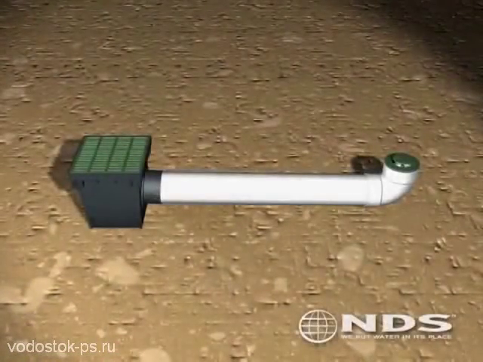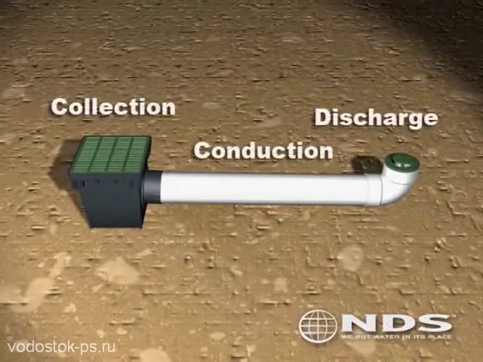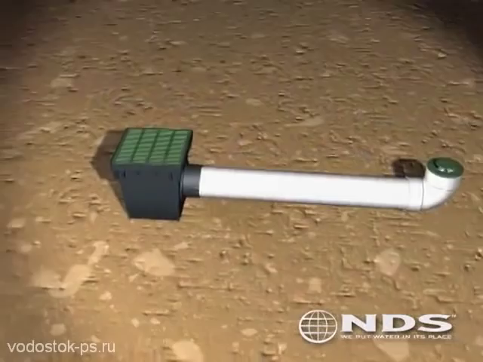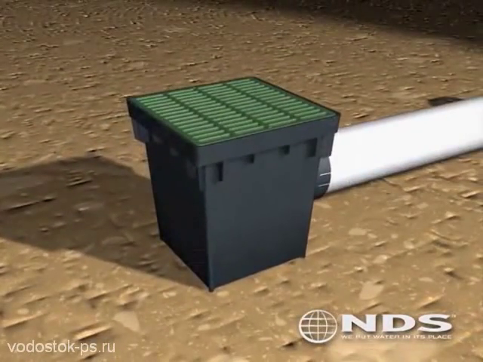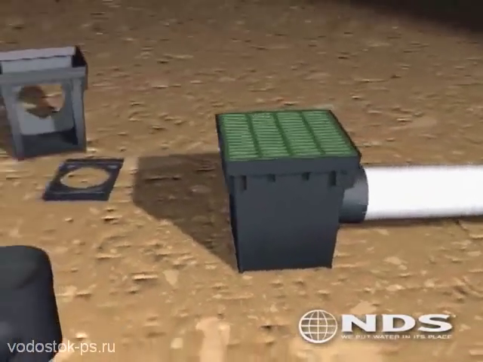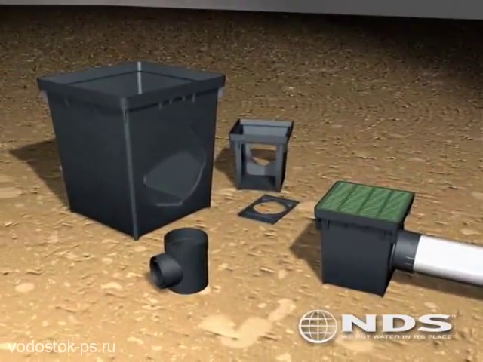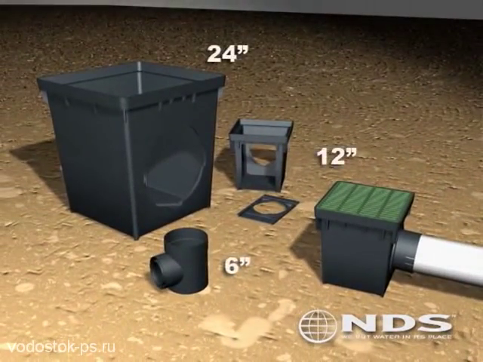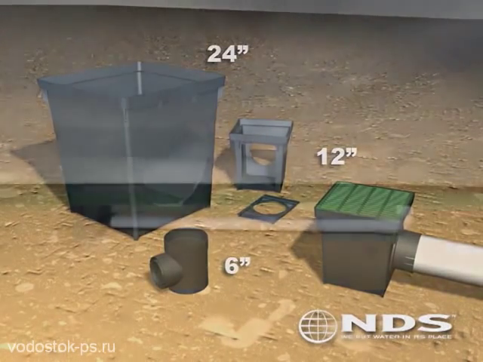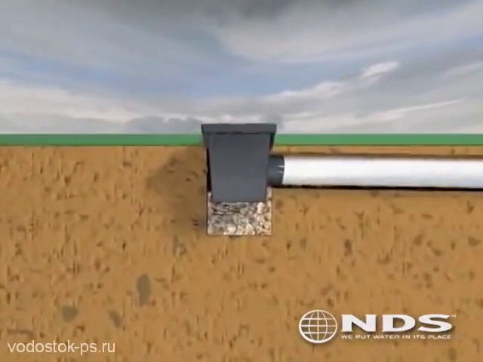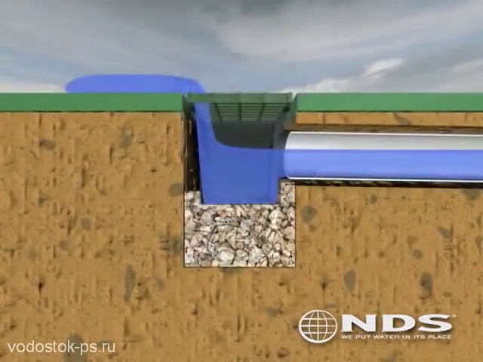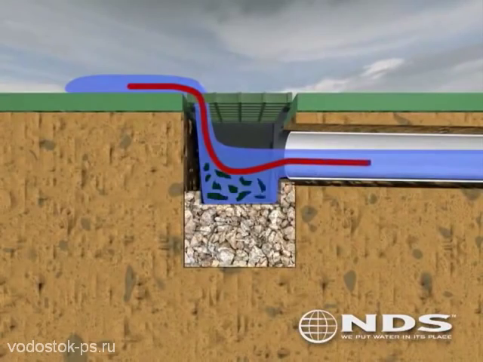A drainage system has three major phases: collection, conduction, and discharge. The most widely used component of the collection phase is a plastic catch basin. Plastic catch basins come in different sizes and shapes, from a 6-inch round speedy basin to a 24-inch square catch basin. Catch basins have a sump area beneath the pipe connection that catches any leaves or debris before they enter the drainage pipe and potentially clog the system.